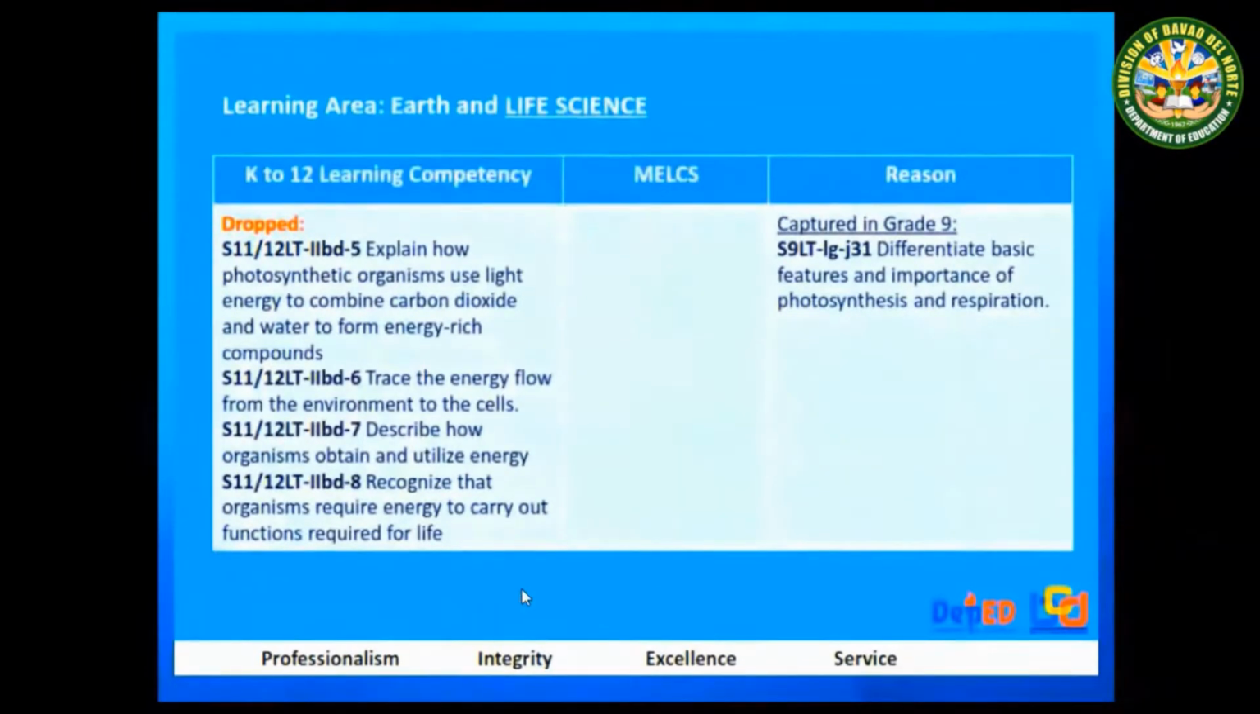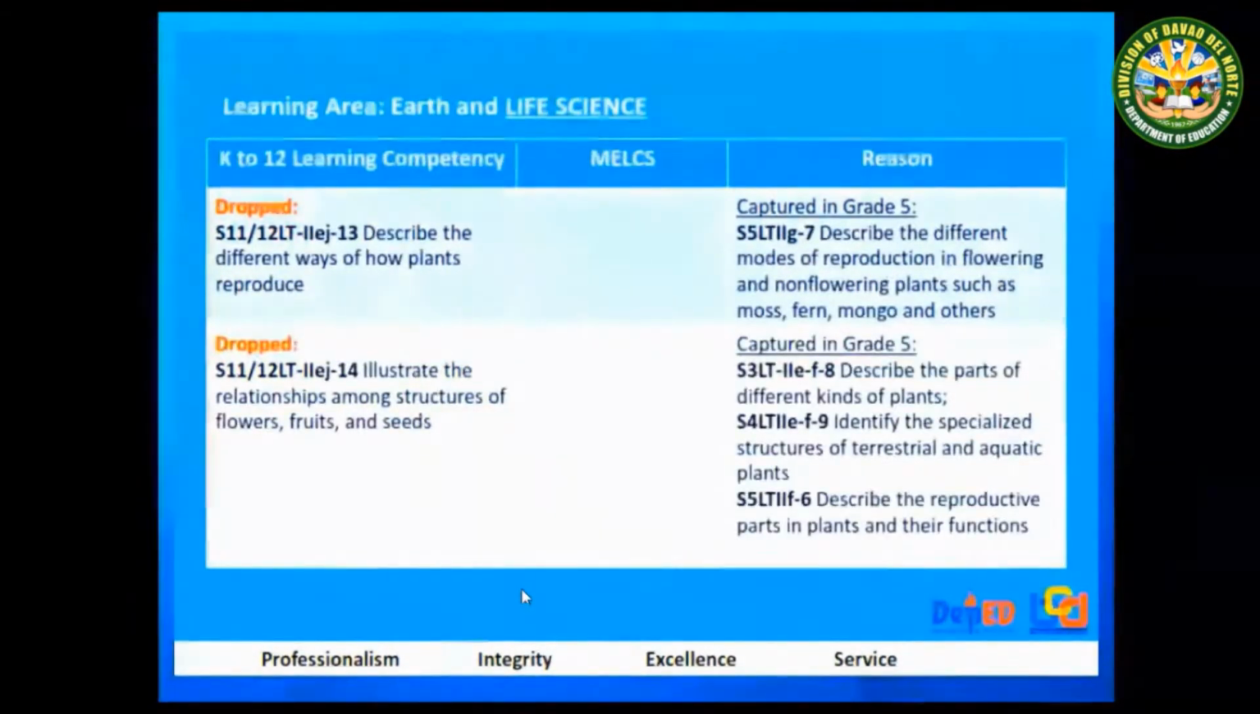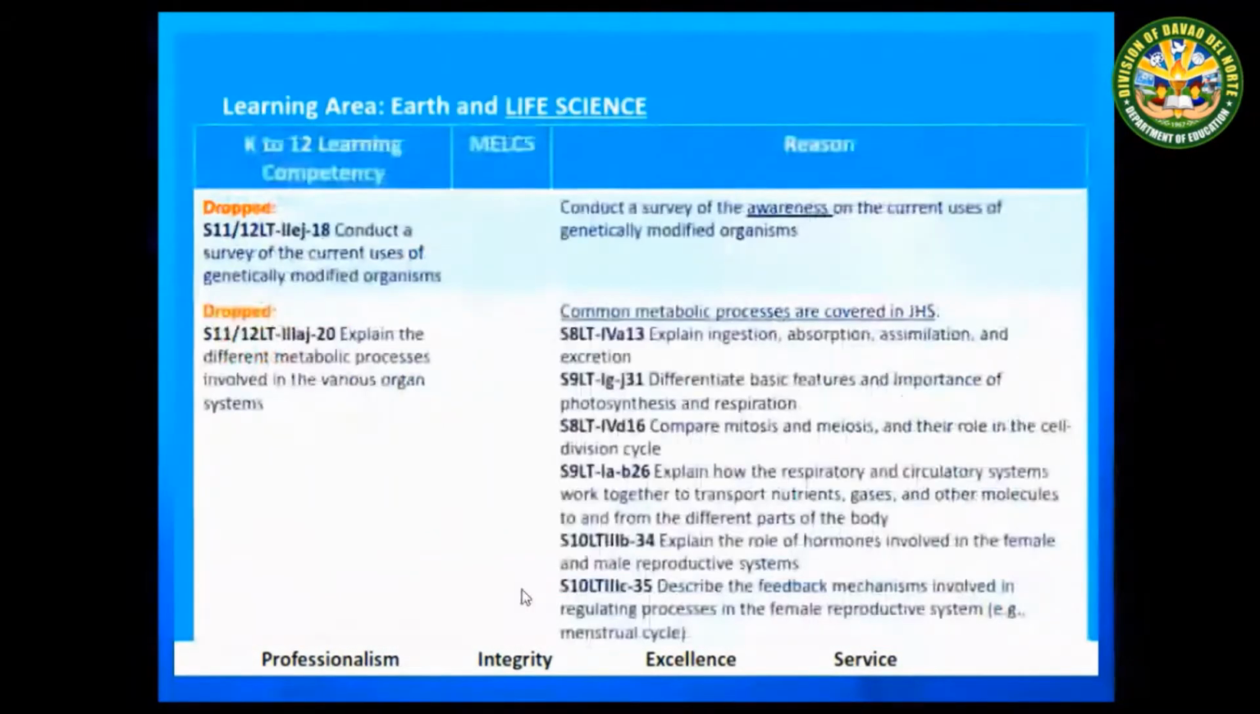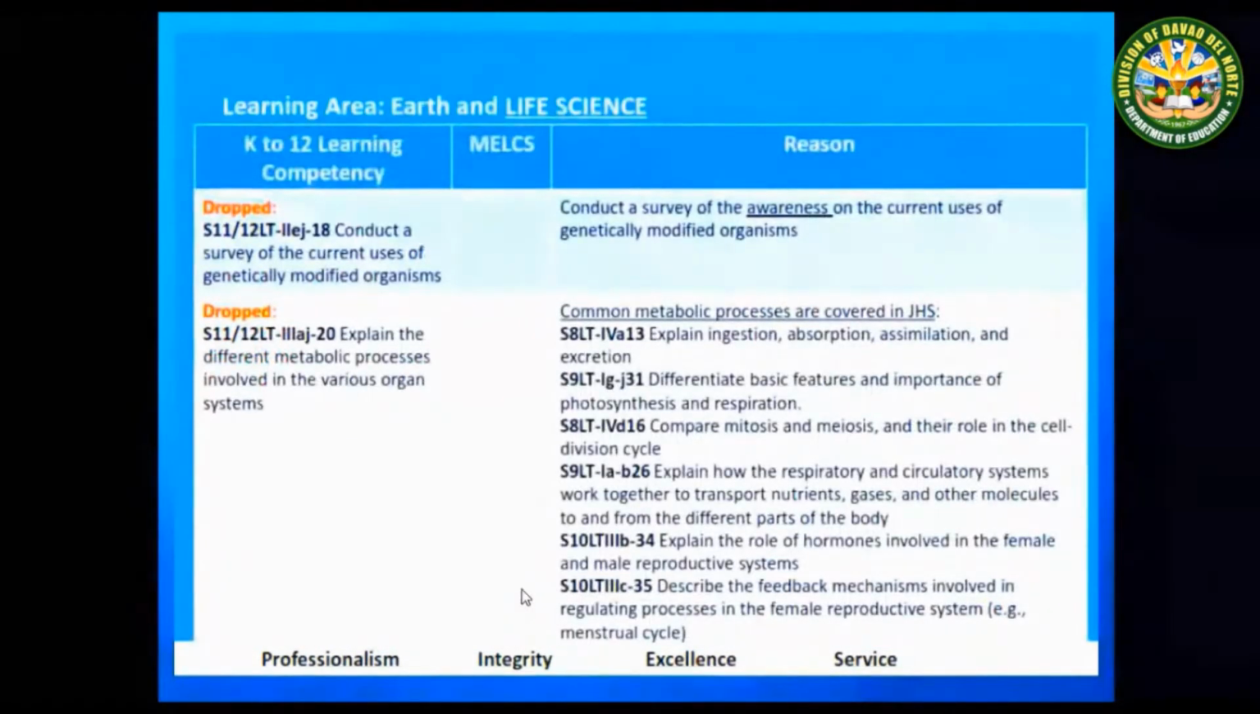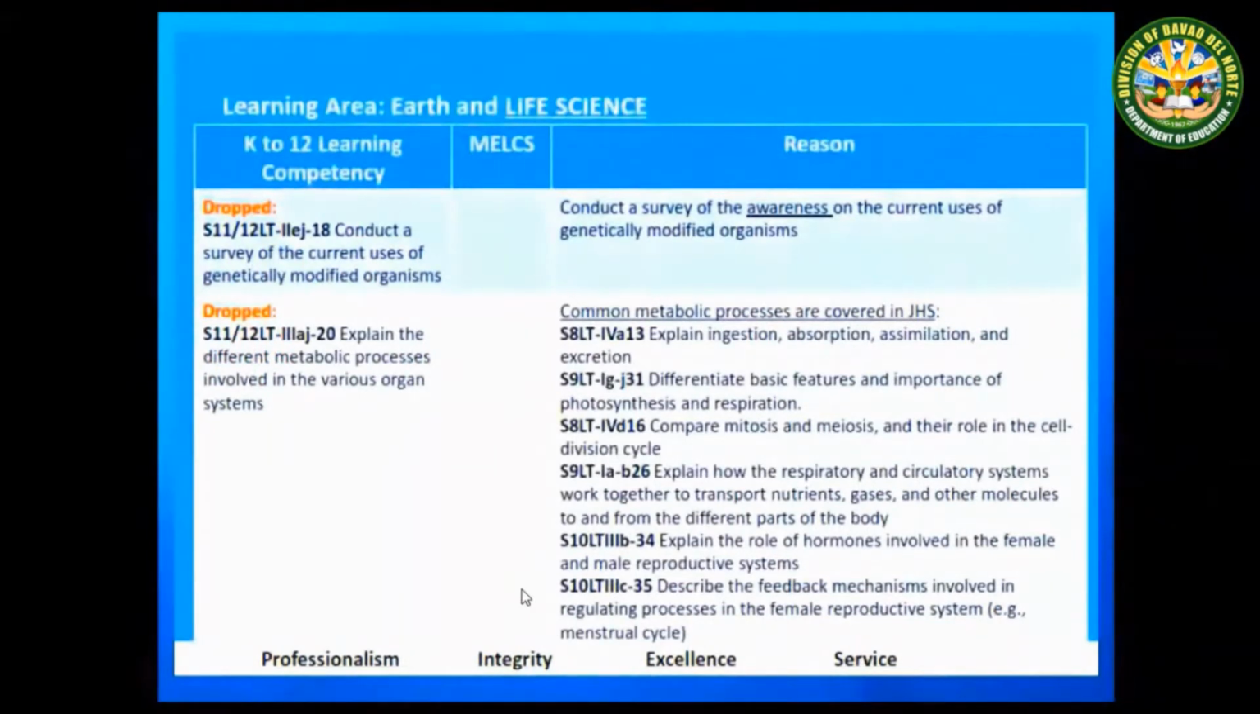Here are the examples of the learning competencies dropped in Earth and Life Science. Reflected here are the ELSIs dropped due to the following reasons: that it was captured in grade 5. These are the ELSIs dropped for the Earth and Life Science for the following reasons.